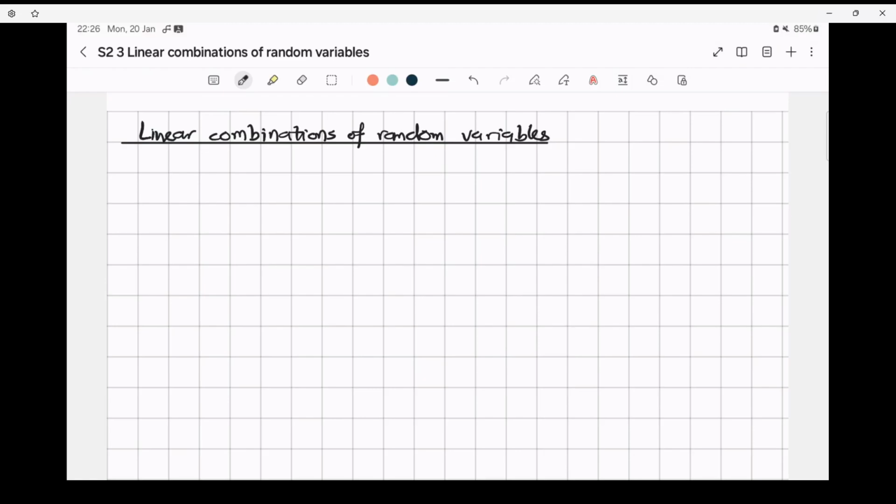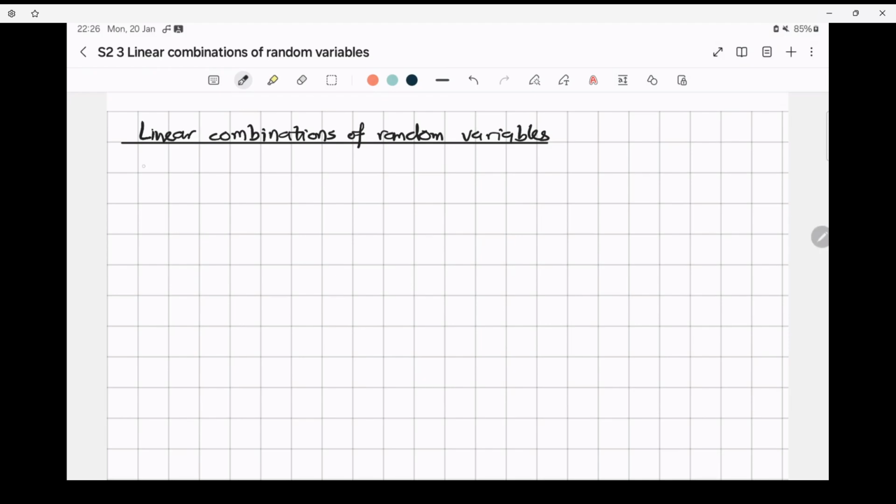Hi, so welcome to chapter 3 of S2, which is on linear combinations of random variables. This is a particularly short chapter, so what I will do is divide this chapter into two parts. The first part will be more on the theory, like how to derive all the formulas. The second part will be just on the exercises. So, let's begin.